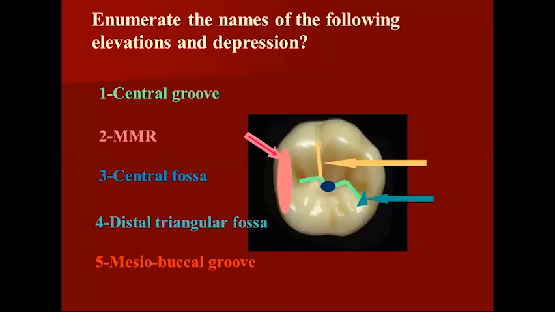Yes, good. Number 1 is the major fossa, central fossa, and 2 minor fossas, mesial and distal triangular fossas. In maxillary first molar, 4 fossas, 2 major fossas and 2 minor fossas. In major fossas, central fossa and distal fossa, and minor fossas, mesial and distal triangular fossas. Okay.